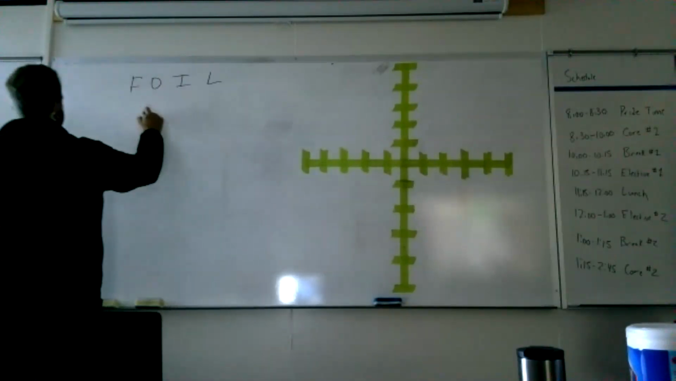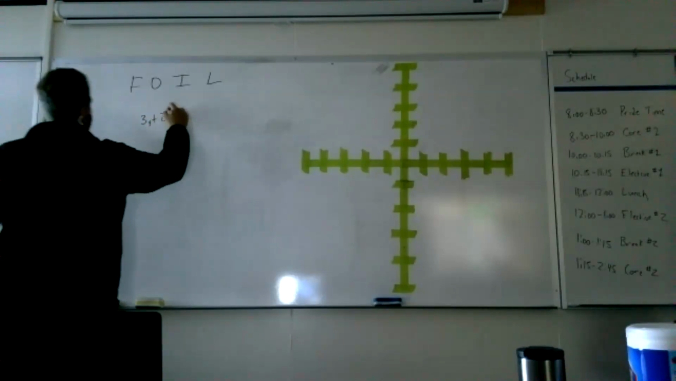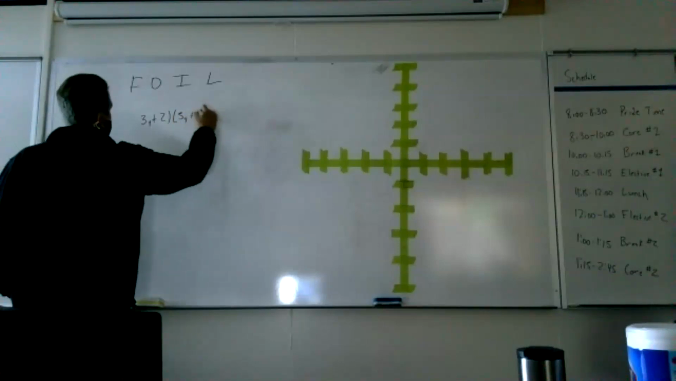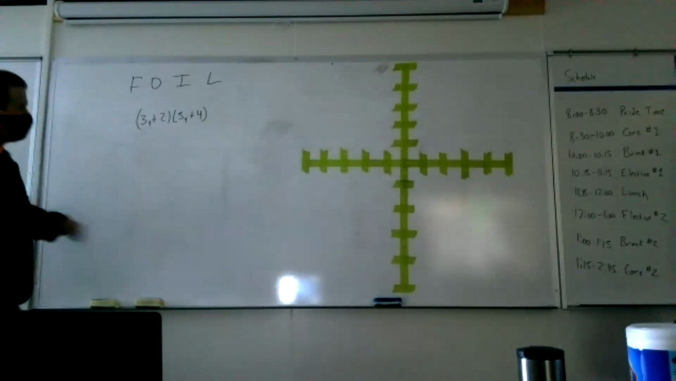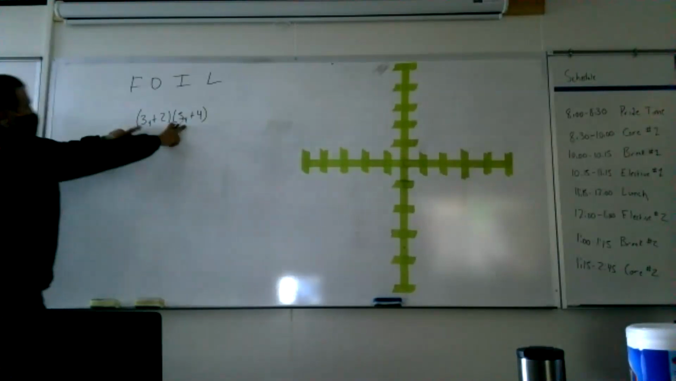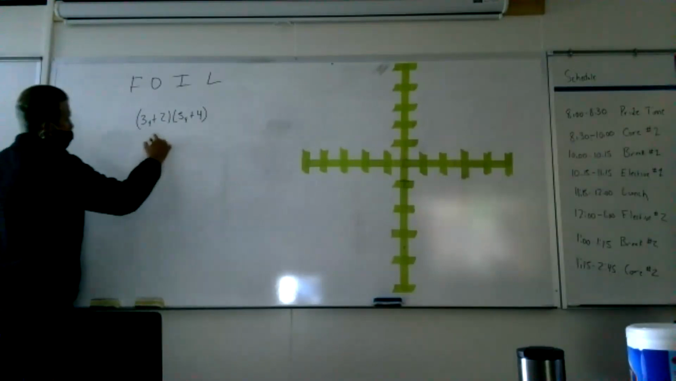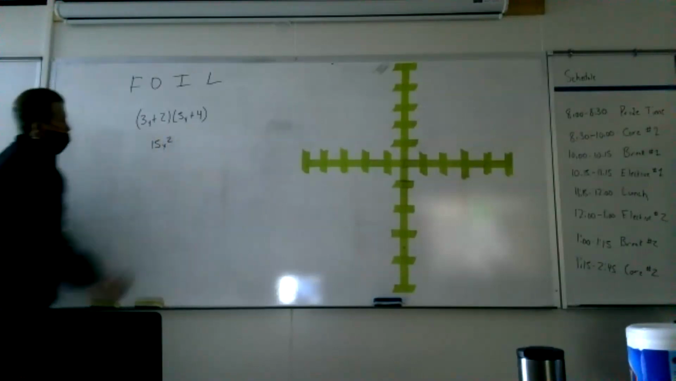We're given 3y plus 2 times 5y plus 4. Okay, so once again, multiplying our first terms first. 3y times 5y, 3 times 5 is 15, y times y is y squared, so we have 15y squared.